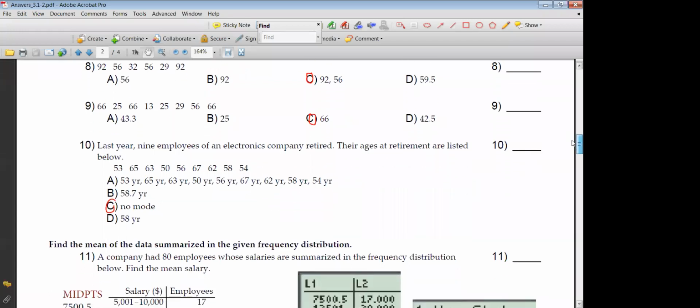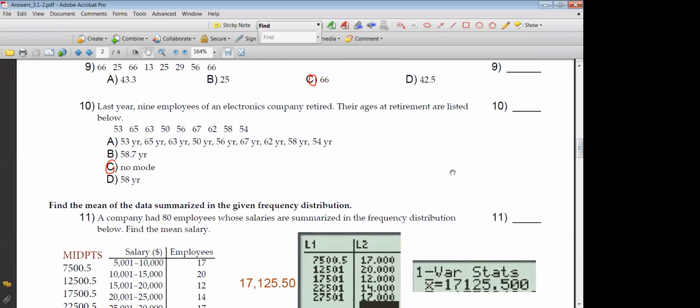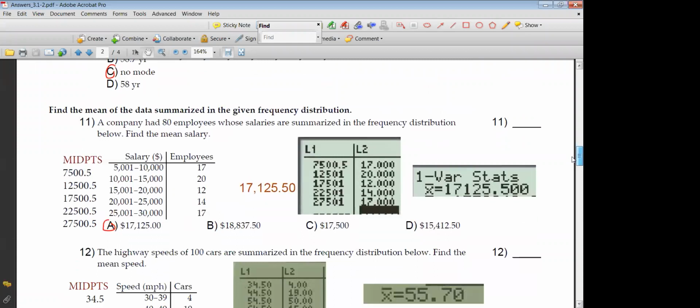And here's case number 10. He's saying, hey, these are retirement ages. What's the mode? Well, each of these ages is just used once. Each number is used only once. So there is no mode. There is no number that was used more than any other number. So we could have a mode, you could be bimodal, I guess you could be trimodal too, or you could have no mode.